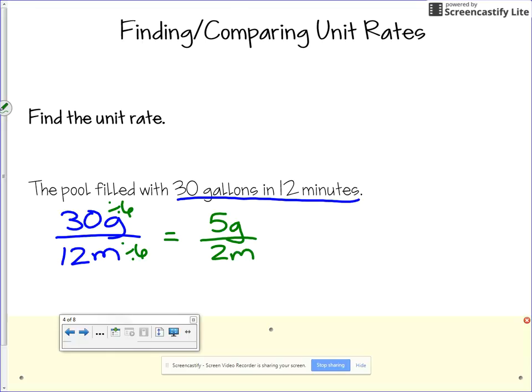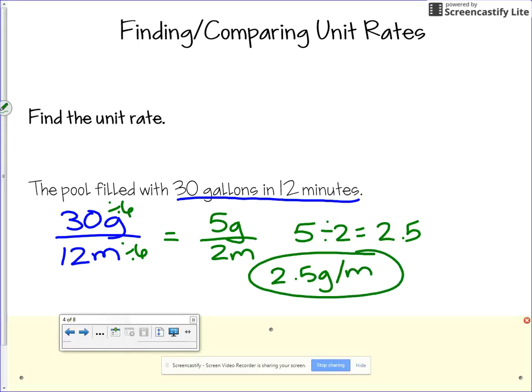Now I'm looking at that. This is a little bit easier problem to solve. 5 divided by 2 gives me 2.5. So now I have 2.5 gallons per minute. Make sure you're following along and writing that down in your notes as we go.